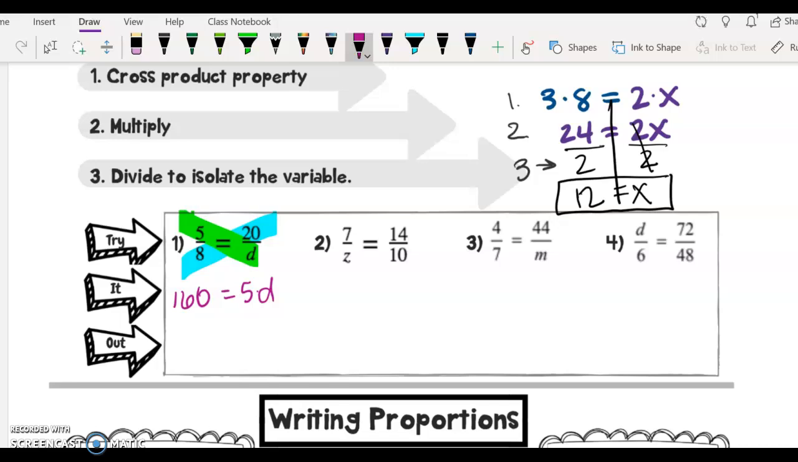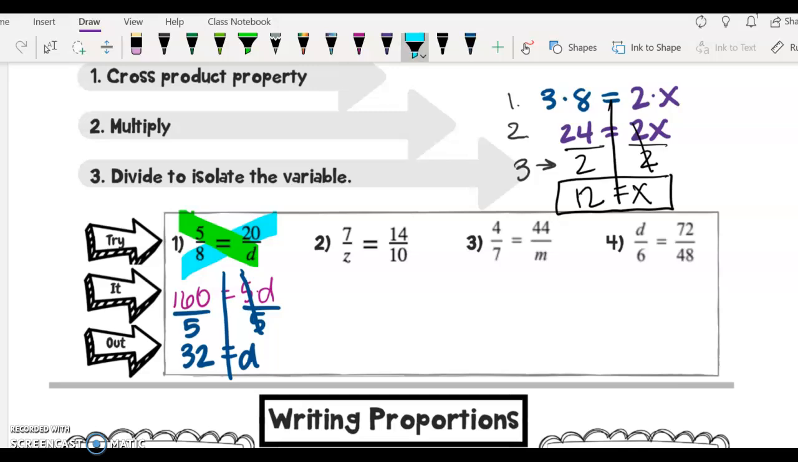And then I'm going to complete step 3, which is divide to isolate the variable. So I'm multiplying by 5. The opposite is to divide by 5. And these cancel, and I get D equals 32.